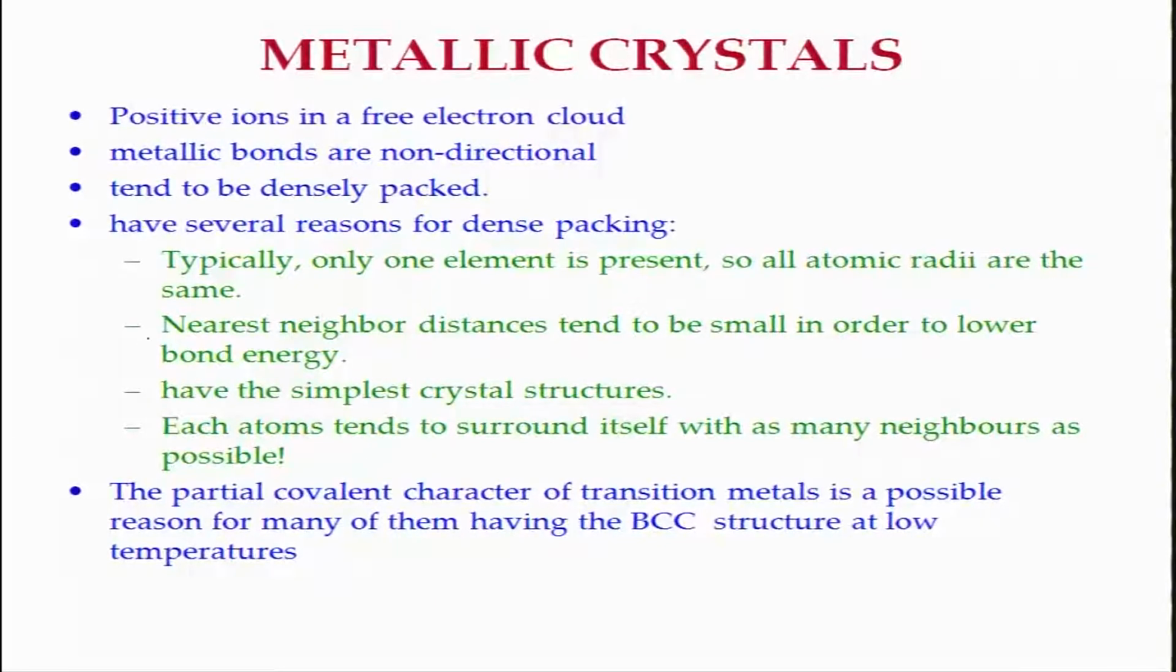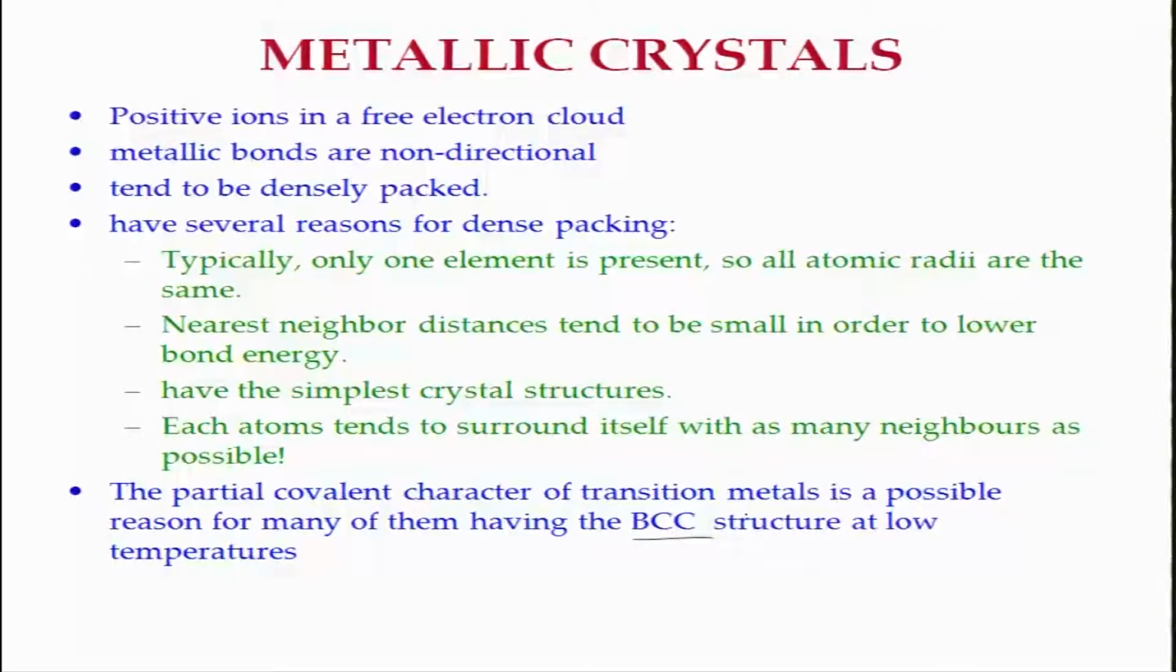So, these two are correlated, and then in some cases some metals are partially covalent, and that is why some of them have BCC structure, for example, at low temperatures, and we will see what the implication is in terms of BCC, FCC structures in the coming slides. We will see that BCC structure has lower packing density as compared to, for example, FCC structure. So, although we are saying that they tend to be densely packed, some of the materials are not so densely packed as compared to others, and there are reasons in terms of bonding.